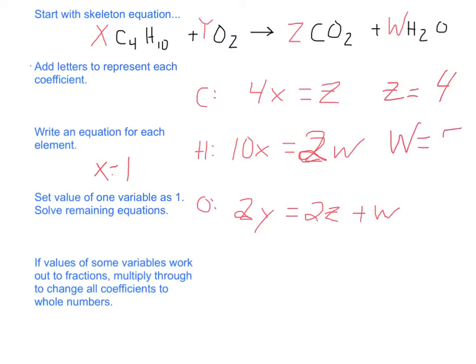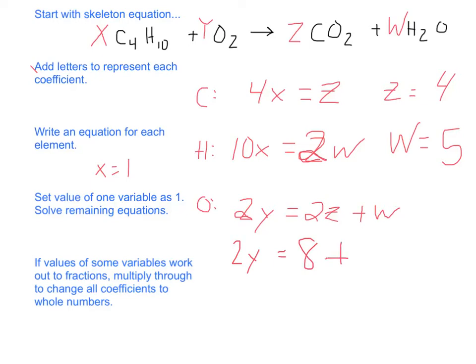And now we can come down to the oxygen equation. This one's got 3 variables in it, so we kind of have to do that one last. But now we know the values of everything except y. So we can go back and substitute in here: 2y equals 2 times z. Well, z is 4, so 2 times 4 is 8.